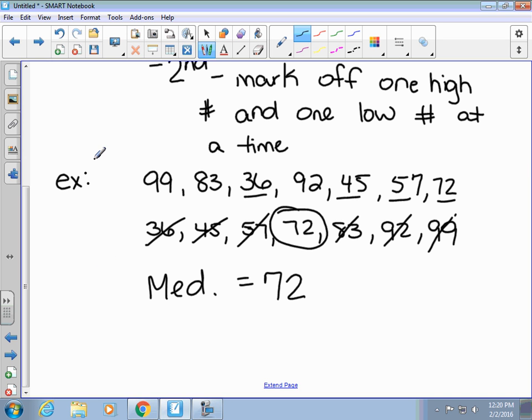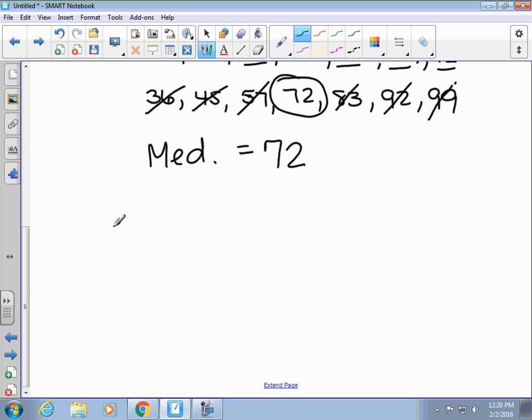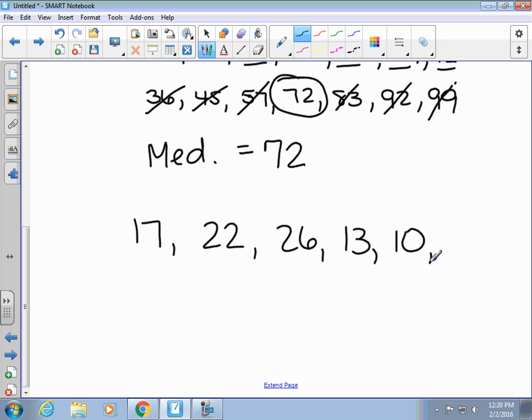When you have an odd number, like we did, we had 7, you're going to always end up with one number left over. But what happens when you don't? Let's say 17, 22, 26, 13, 10, 11. I only have 6. So I'm not going to have one middle number left. I'm going to have 2.